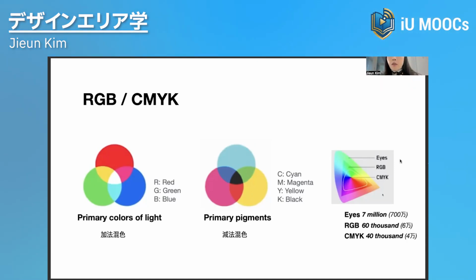Okay. And then, our eye can see about 7 million colors, but RGB is about the bright, right? So it can make 60,000 colors, but because CMYK is actually a combination of ink, right? It can only make 40,000 colors.